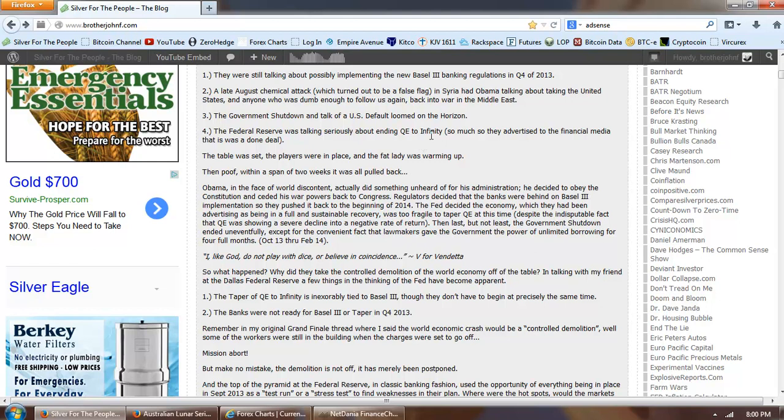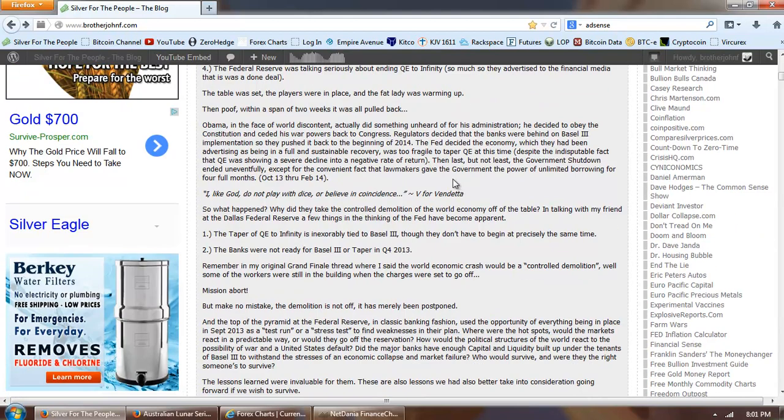The table was set, the players were in place, the fat lady was warming up, then poof, within a span of 2 weeks, it was all pulled back. Obama, in the face of world discontent, actually did something unheard of for his administration. He decided to obey the Constitution and ceded his war power back to Congress. Regulators decided that the banks were behind on Basel III implementation, so they pushed it back to the beginning of 2014. The Fed decided the economy, which they had been advertising as being in a full and sustainable recovery, was too fragile to taper QE at this time, despite the indisputable fact that QE was showing a severe decline into a negative rate of return.